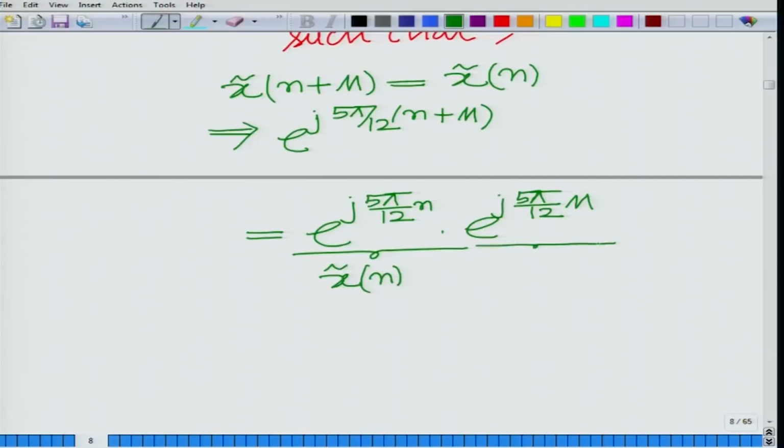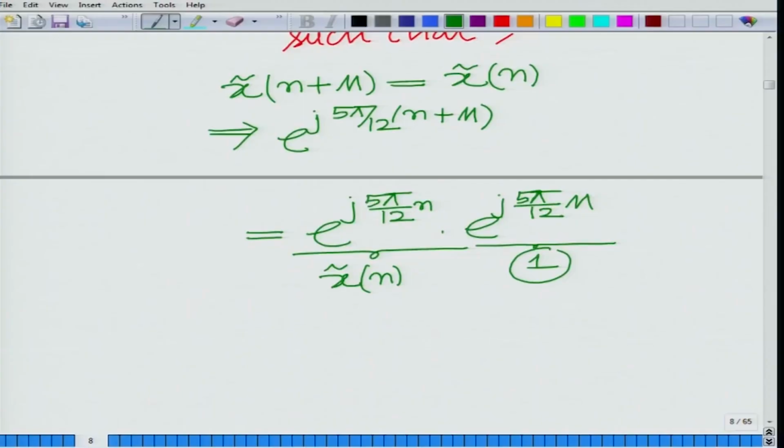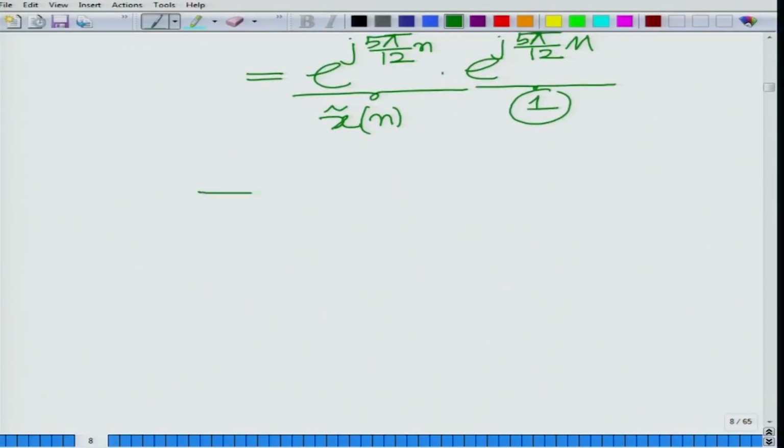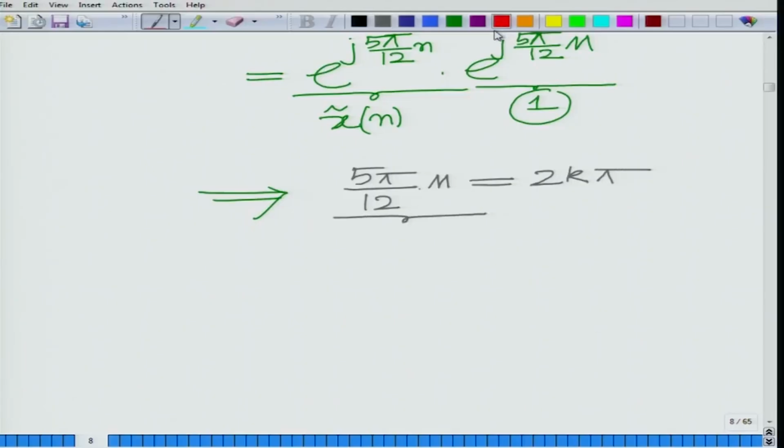If this should be equal to x tilde n, it implies that this should be equal to 1. Okay, this quantity e to the power of j 5 pi over 12 m should be equal to 1. Only then will this be equal to x tilde n, which implies 5 pi by 12 times m should be an integer multiple of 2 pi.